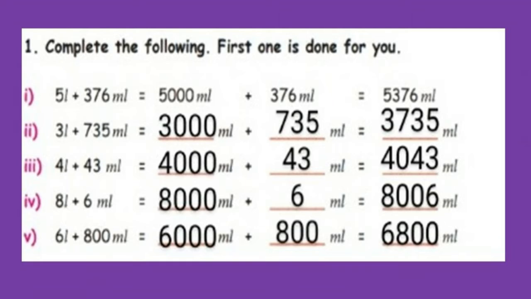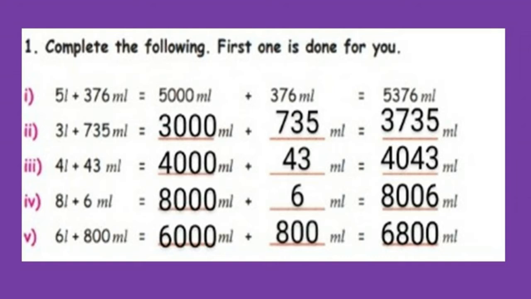Third sum, 4 liter plus 43 milliliter. This 4 liter we convert into milliliter, that is 4000 milliliter plus already we have 43 milliliter. If we add 4000 plus 43, we can get 4043 milliliter.